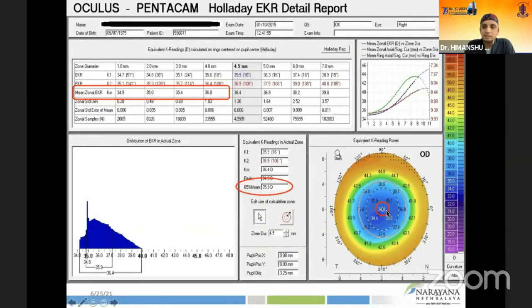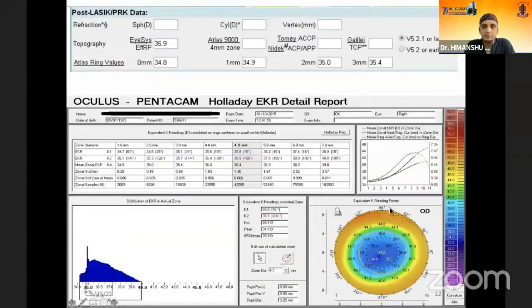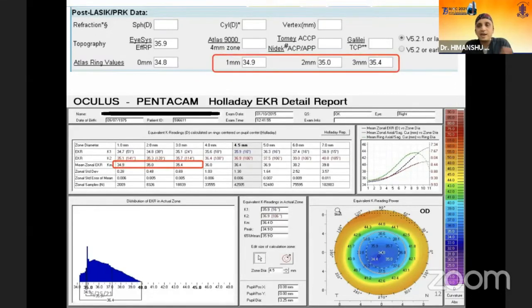as the central K reading, and again it's the equivalent K reading, which is almost the true corneal power that we measure, and which is normally taken. So let's fill in the data into this. Now here, instead of Atlas, which is a Placido-based topographer, we take the value from the EKR values of 1 millimeter, 2 millimeter, 3 millimeter. We enter those values there.